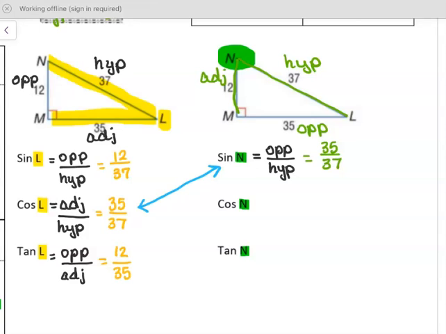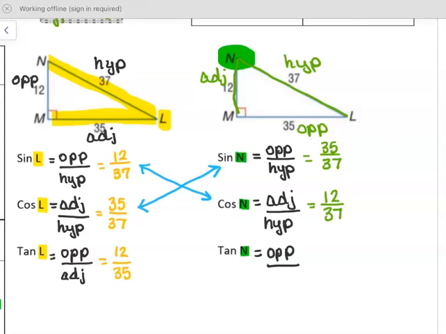Let's find our cosine of N. So that one would be the adjacent side divided by the hypotenuse. So now our adjacent is 12 and our hypotenuse is 37. Notice the sine of one is the cosine for the other. Lastly, we're going to find our tangent. So that was our opposite side over our adjacent side. So for N, my opposite was 35 and my adjacent was 12. So it is the reciprocal of the other one.